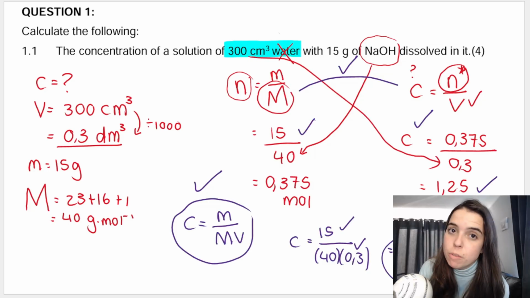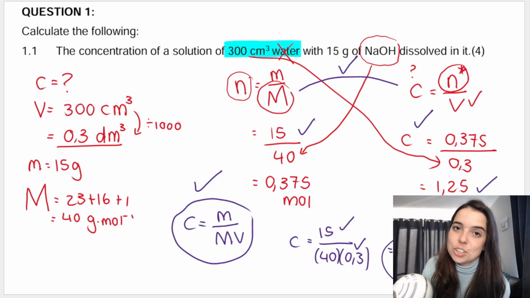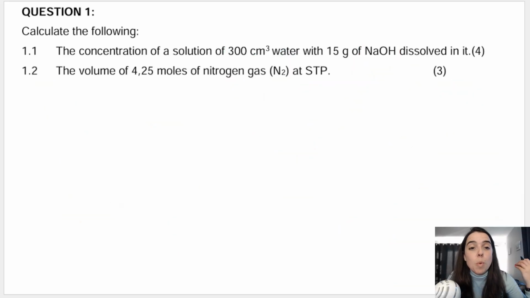If you would like more videos where I go over concentration and these sorts of calculations, check out the links in the description box. 1.2 says we want the volume of 4.25 moles of nitrogen gas at STP.